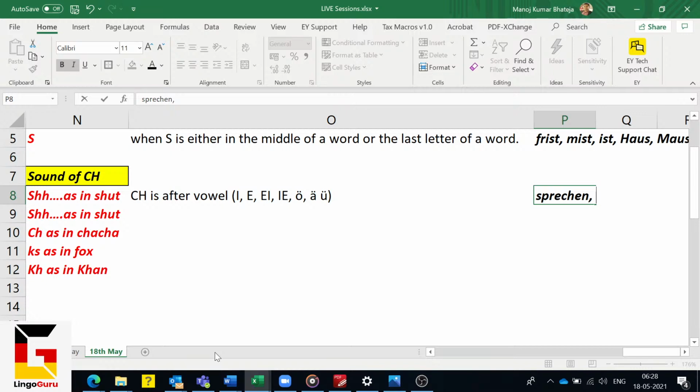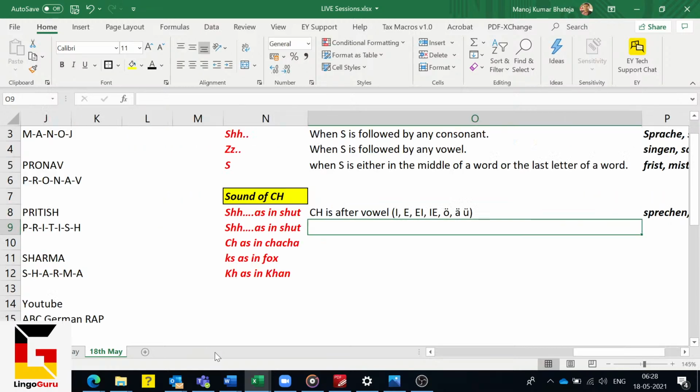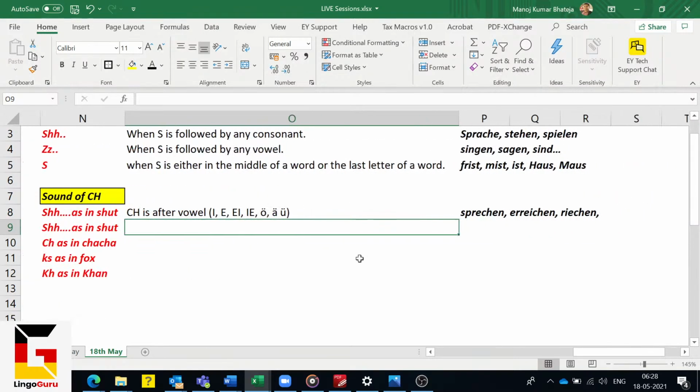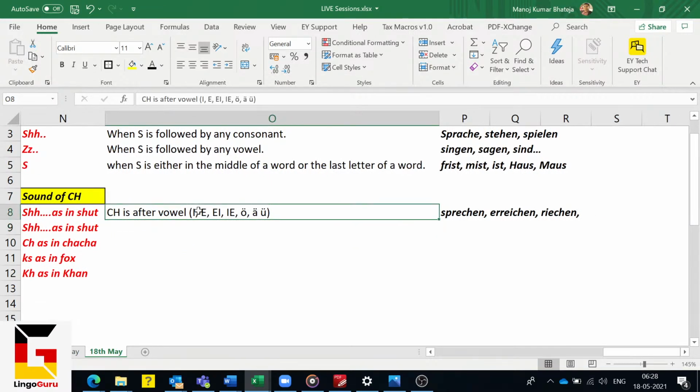Erreichen. See, ch is after ei. Erreichen. Riechen. Ch is after ie. So whenever we have this situation.